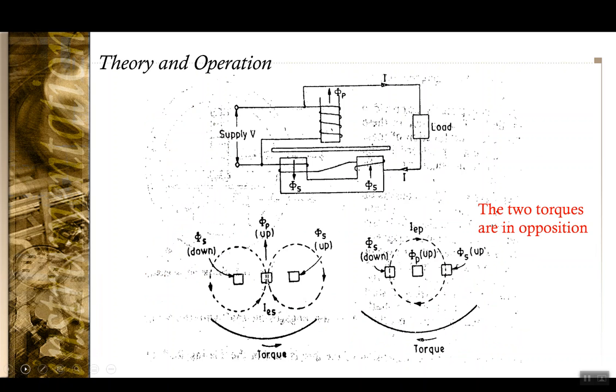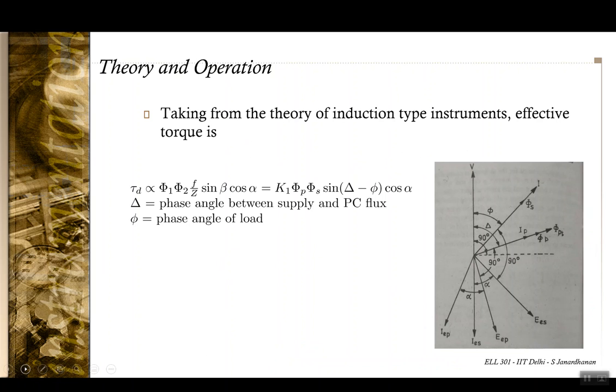Okay, so this is the schematic of it. Generally, the coils are wound in such a manner that these two torques are in opposition. So if this is tau 1 and this is tau 2, the effective torque is tau 1 minus tau 2. Now let's look at exactly what these particular torques turn out to be.